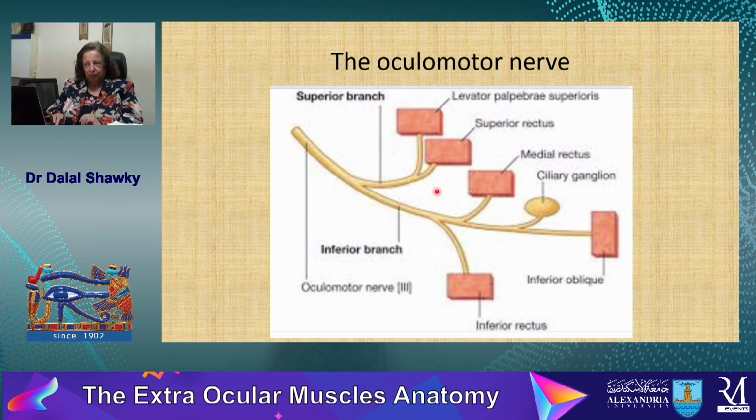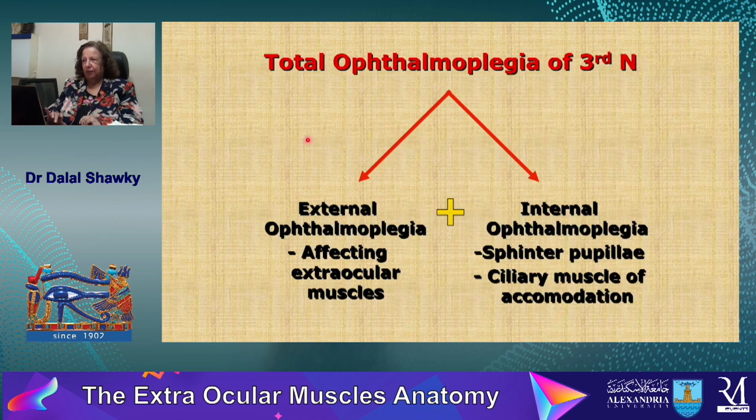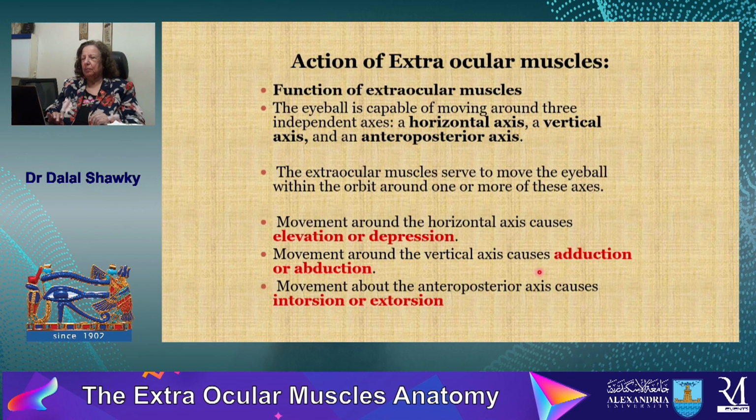So, if there is paralysis of the oculomotor nerve, it could be either external ophthalmoplegia, affecting only the extraocular muscles and sparing the pupil and the accommodation, or it can be total ophthalmoplegia, affecting also the sphincter pupillae and the ciliary muscle of accommodation. In this case it is internal ophthalmoplegia in addition to external ophthalmoplegia, that is total ophthalmoplegia of the 3rd nerve, and we will see that in photos.